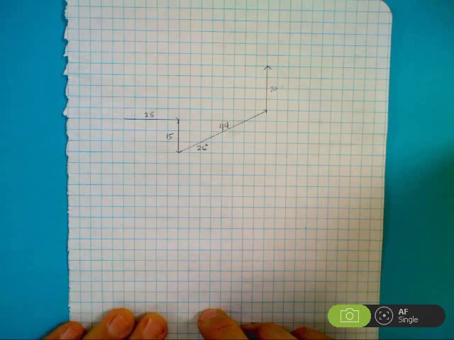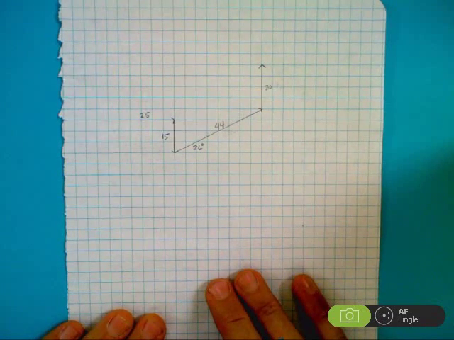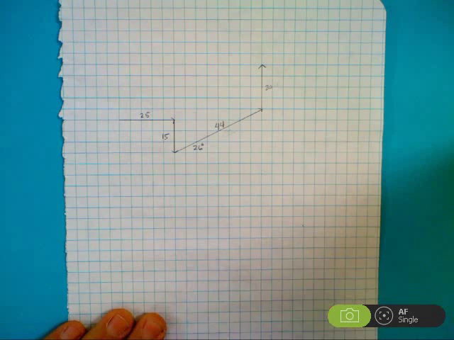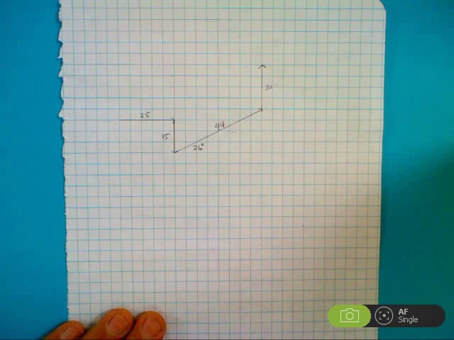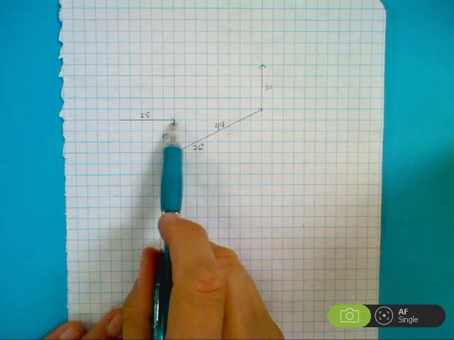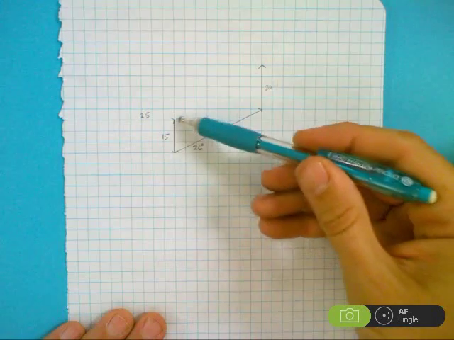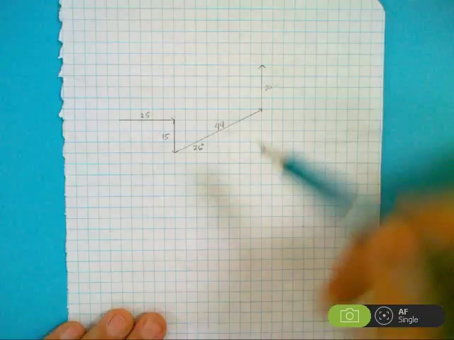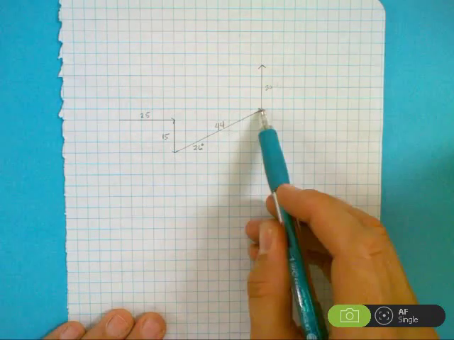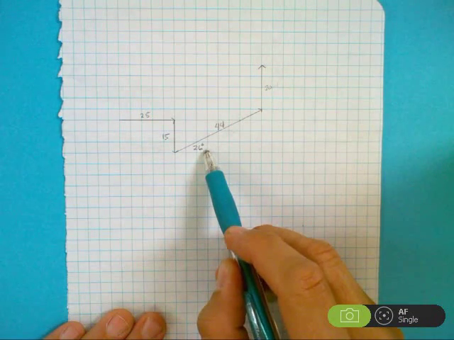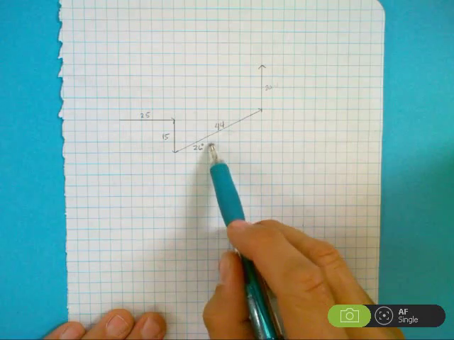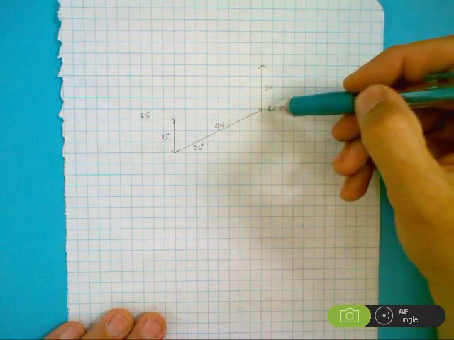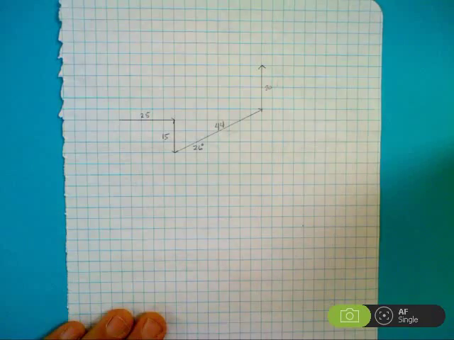Alright, I wanted to do one of the trickier problems like we did in class the other day, just to show a group of vectors that are not all lying in the x and y planes. So if we consider an object that has moved 25 units to the east, 15 units to the south, then turns and goes 44 units at 26 degrees north of east, and then turns and goes 20 units due north.